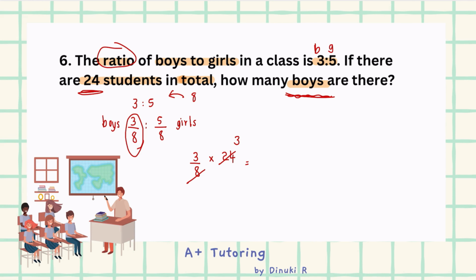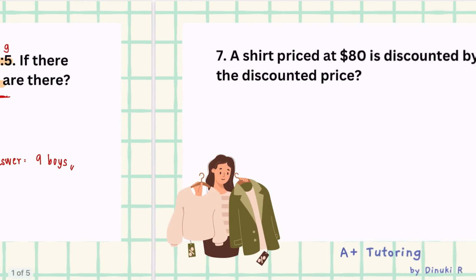Cancel this out. 8 goes 3 times. 3 times 3 is 9. So our answer is 9 boys. Pretty straightforward question. Let's move to the next one.